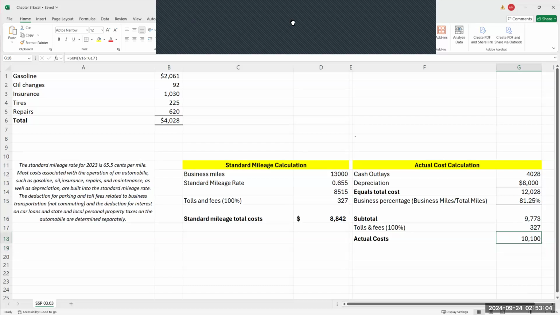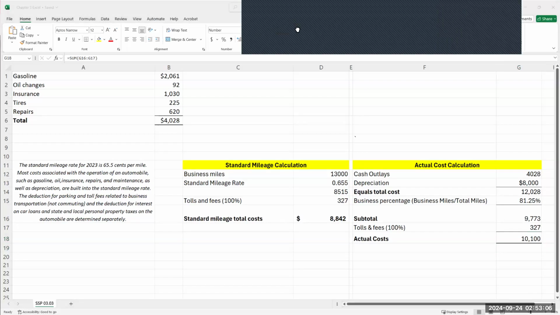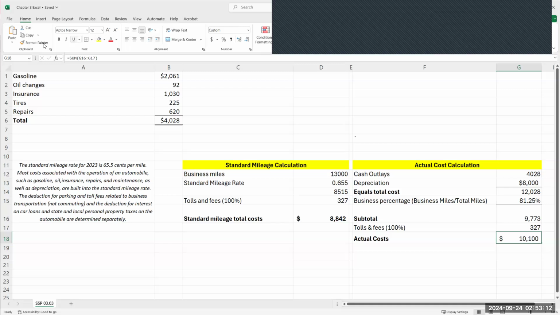Actual cost calculation gives us $10,100. So if we compare the two, generally the taxpayers are, as we mentioned, allowed a deduction based on the use of the automobile, and they take whichever deduction is going to give them the greater expense. So obviously in this case, $10,100 is going to work better in Mark's case.